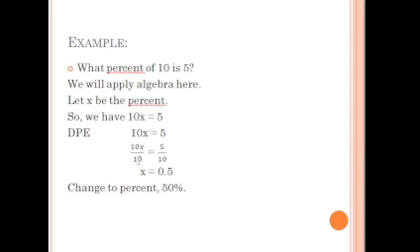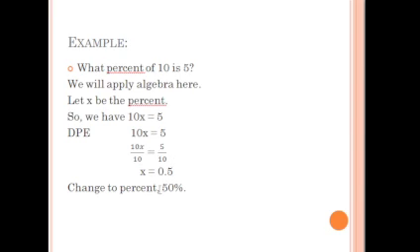Since our aim here is to get the x, we will apply the division property of equality. We need to divide 10 on both sides. So 10x divided by 10 is x, and 5 divided by 10 is 0.5.